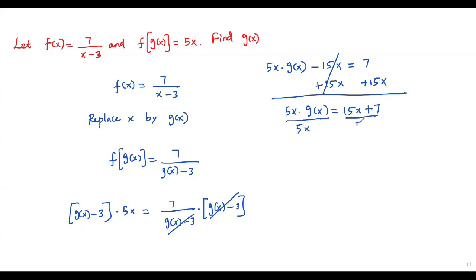Let me finish. Then this 5x will cancel out. I'm getting g of x equals 15x plus 7 over 5x. Now I got the function g of x, that is equal to 15x plus 7 over 5x.